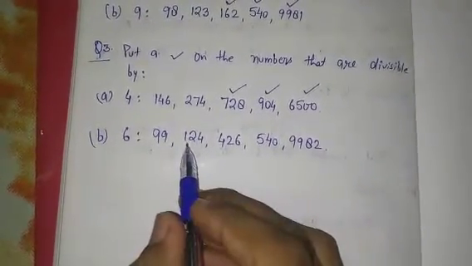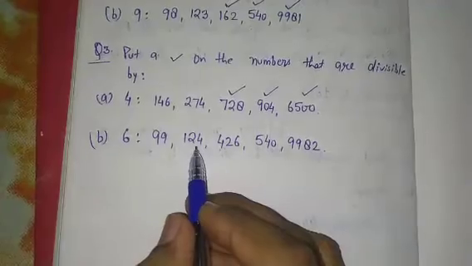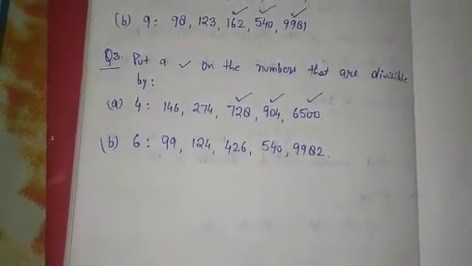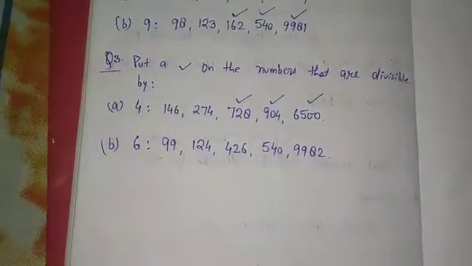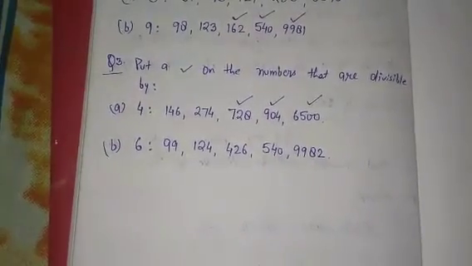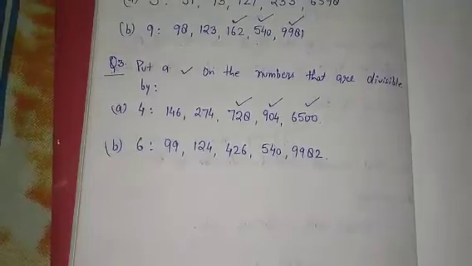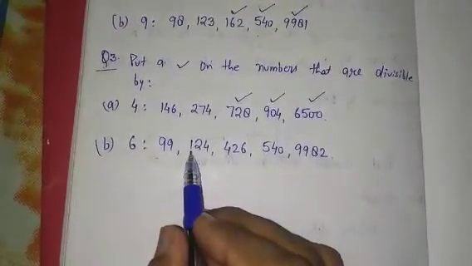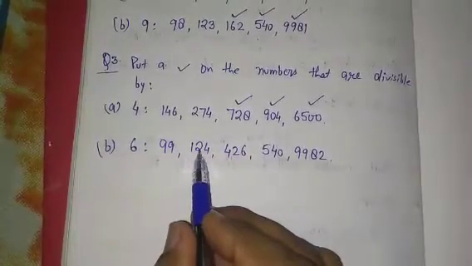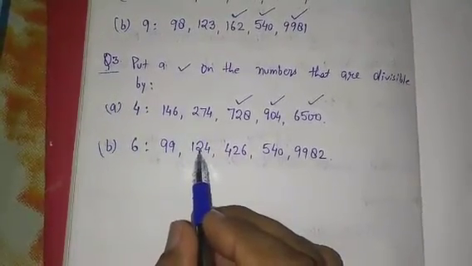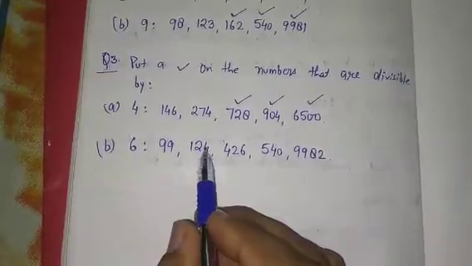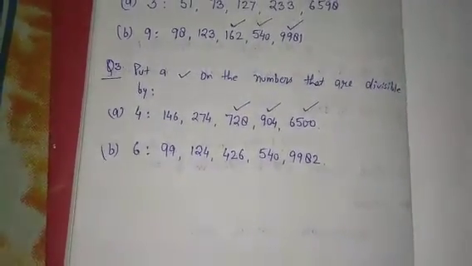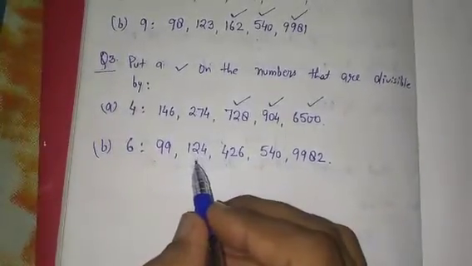Then the next number is 124. In 124 the ones digit is 4. 4 is divisible by 2, so 124 is divisible by 2. Now we will check whether 124 is divisible by 3 also or not. So we will find the sum of its digits. 1 plus 2 is equal to 3. 3 plus 4 is equal to 7. But 7 is not divisible by 3. So that number is not divisible by 6.